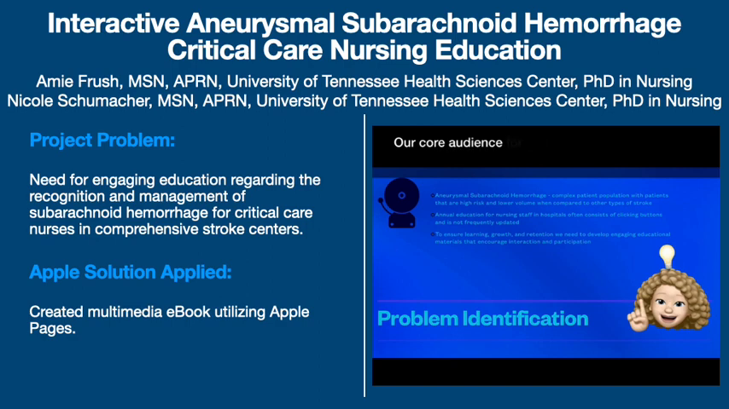Our core audience for this learning activity was intensive care nurses caring for complex stroke patients. Aneurysmal subarachnoid hemorrhage was an easy choice as this patient population is a small percentage of stroke patients, making this patient type a low-volume, high-risk patient.